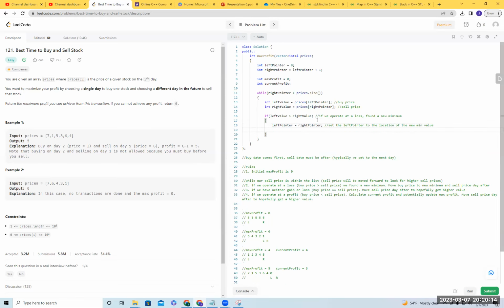The other thing we want to do is move our right pointer one place over, because we never want them to be the same day. We always want the sell date to be one after. So our right pointer is going to get incremented.